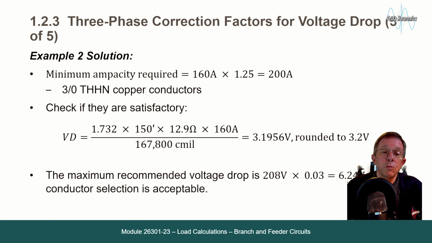The minimum ampacity required would be 160 amps times 1.25 for the continuous load equals 200 amps. That would be a 3/0 THHN copper conductor. We will check if they are satisfactory. Voltage drop equals 1.732 times 150 foot times 12.9 ohms times 160 amps divided by 167,800 circular mils would equal 3.1956 volts, rounded to 3.2 volts. The maximum recommended voltage drop is 208 volts times 0.03 equals 6.24, so the conductor selection is acceptable.